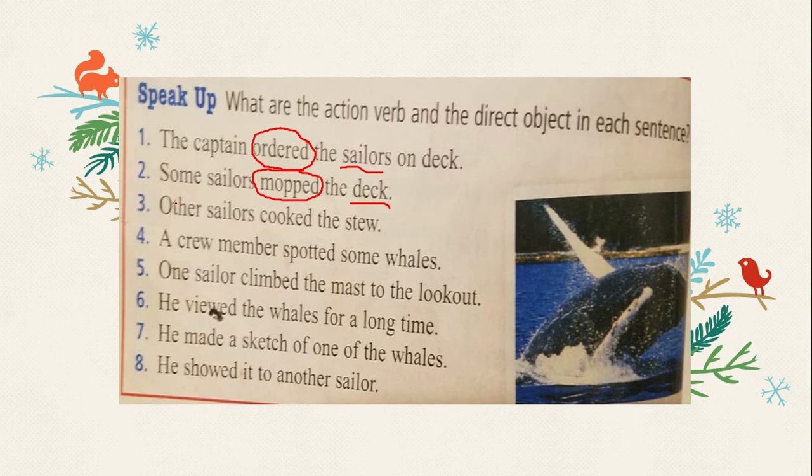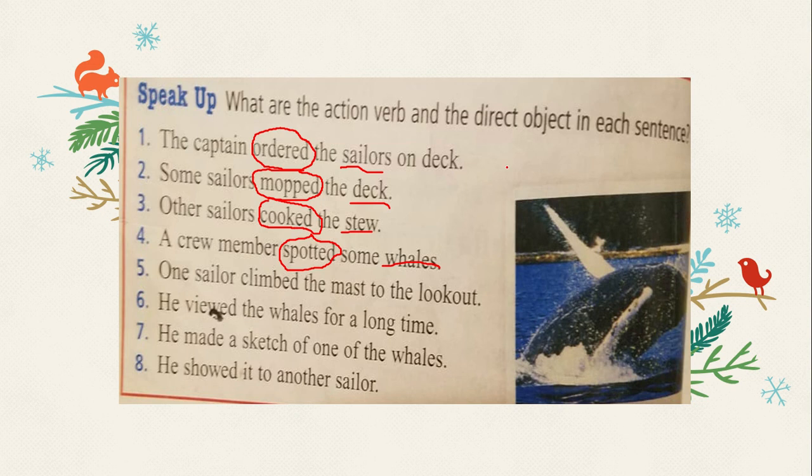Other sailors cook the stew. The action is cooked. Right here the verbs are in past. And who receives the action of being cooked? The stew. A crew member spot some whales. The action is spot. And who receives the action of being spot? The whales.